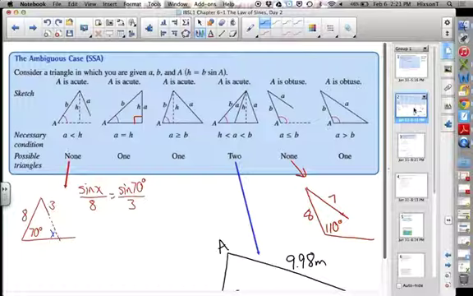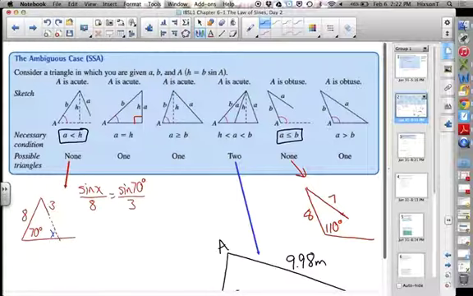Alright? Your book gives you all of this, and I want to focus in on what I think are the three most significant ones. And those are the ones where you don't just get a unique triangle. Okay? Here, when A is acute, and we have A is less than the height of the triangle, or over here where A is obtuse, and the side across from it is shorter than the other side that we're given, both of those cases are actually impossible to make a triangle with.